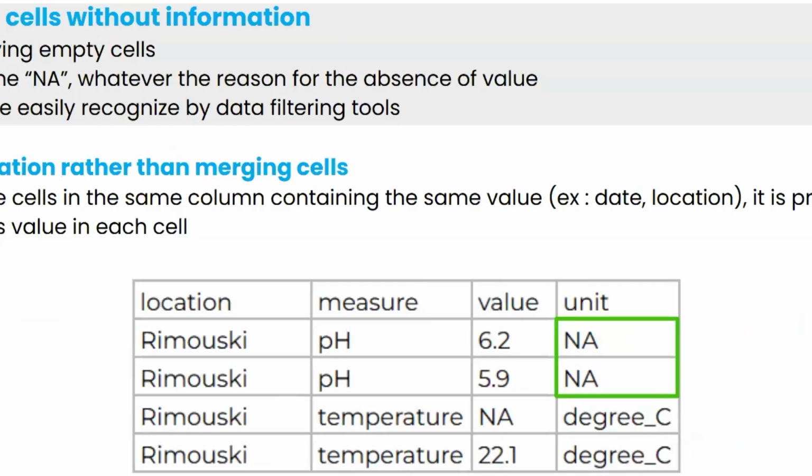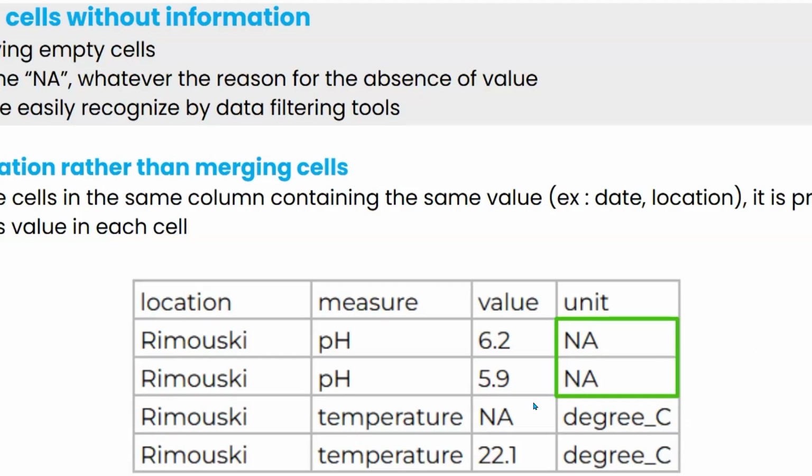Insert NA in cells without information, so avoid leaving empty cells. Prioritize NA for whatever the reason that there was an absence of value, because it's more easily recognizable by data filtering tools. I think in English it's not too much of a problem, but in some other languages, like in French, for example, if we look at the example here, the unit for pH is actually, there's no unit, so it's just not applicable. And here the temperature wasn't taken, so again, it's not available, so NA in both cases.